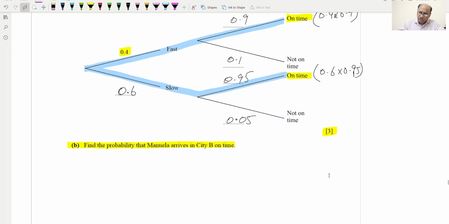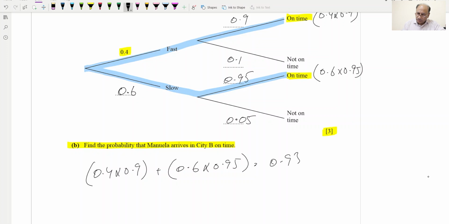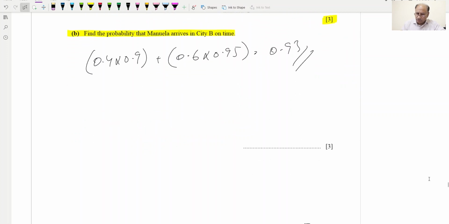So we will be adding: the first value is 0.4 into 0.9 plus the second value is 0.6 into 0.95. We will use the calculator for the simplification: 0.4 multiplied by 0.9 plus 0.6 multiplied by 0.95, and this will give us 0.93. 0.93 will be the probability for this one, which we can provide over here, and this is a 3-mark question which we have done.